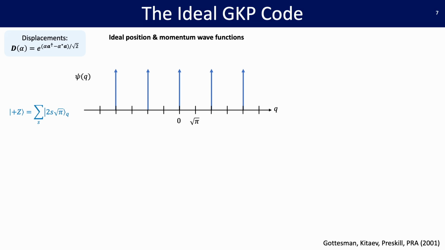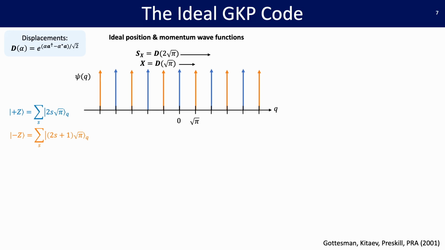The code words of the ideal GKP code are lattices of position eigenstates with the plus c state centered at 0 and the minus c state centered at root pi. We can see that both states are invariant under a displacement in position by 2 root pi, which is the x stabilizer of the code. And if we apply a displacement of root pi in position, we flip the plus c state to the minus c state and vice versa. This is the logical x operator of the code.